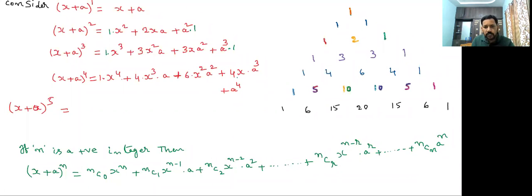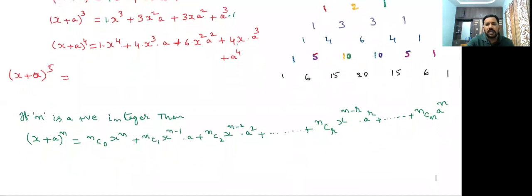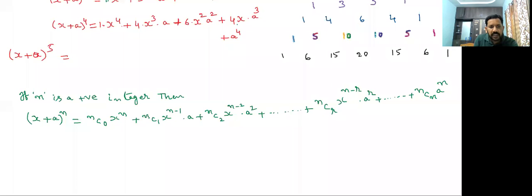If n is a positive integer, then how to write the (x plus a) whole power n expansion? This is the formula. Now we can write this in short form: sigma nCr into x power n minus r into a power r. What is r, students? r is equal to 0 to n. This is the limit.